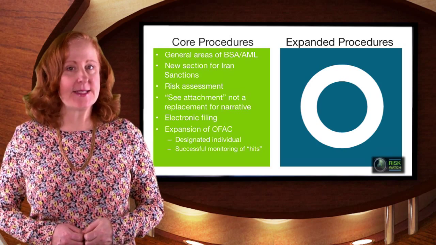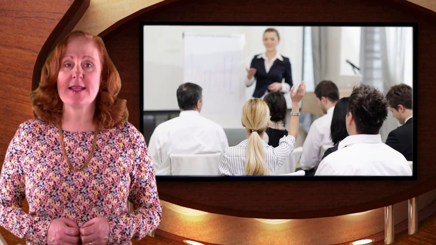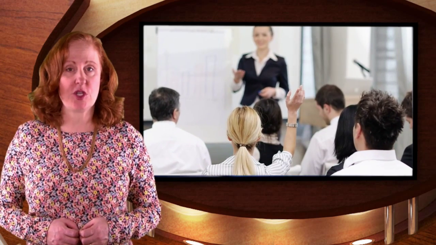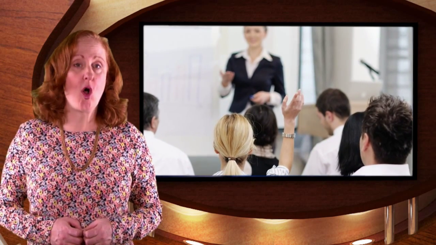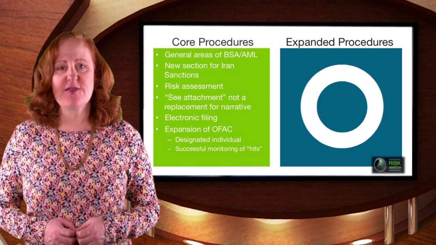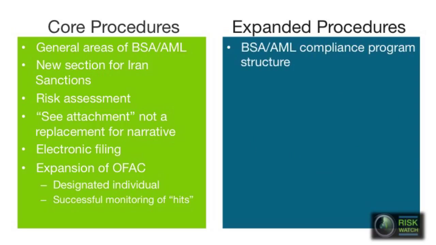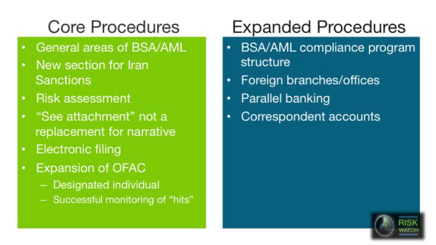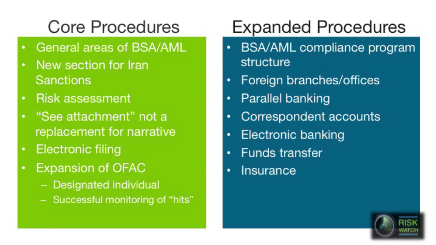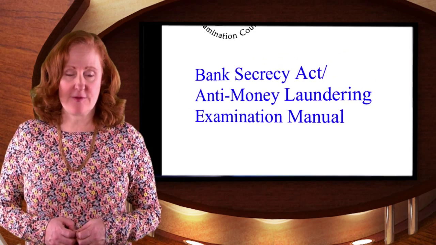This section provides insight into various areas of compliance, rather than simply providing examination procedures. As such, it remains a useful training guide for any institution and merits periodic review by all applicable departments. Areas of discussion within the procedures section are extensive, and they include the following: BSA AML compliance program structures, foreign branches and offices of U.S. banks, parallel banking, correspondent accounts, electronic banking, funds transfer, insurance, and more. The guidelines are largely similar to prior versions.